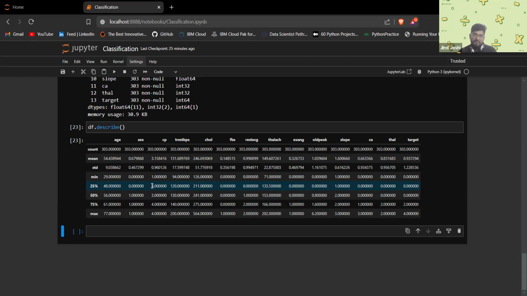What is the median? What is the median? Come on, guys, it's kind of a school thing. Fifth, sixth class, you have learned about these things. What is the median? Anyone know what is the median? Median is nothing but the middle value of your data, right?